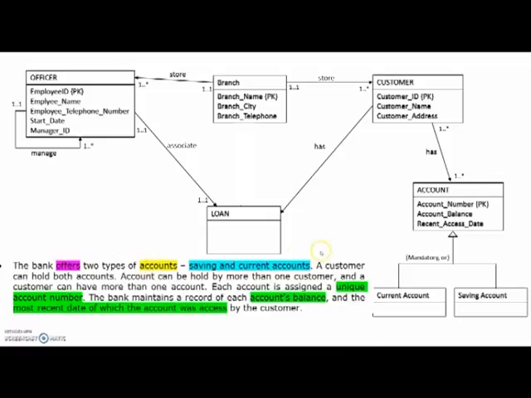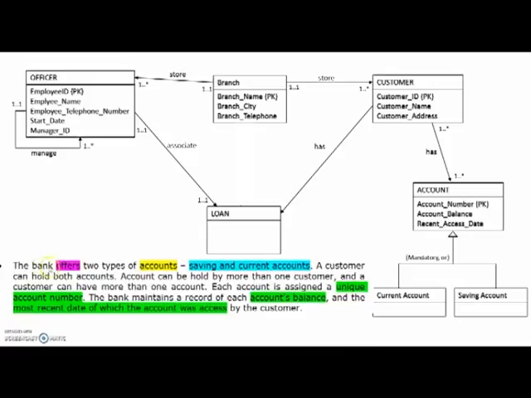So the next step is we're gonna fill out the entity of account. As we know, the account number is the primary key for the entity account, and the account balance and receipts access date are the attributes for the account.